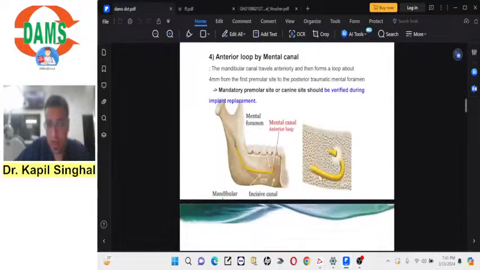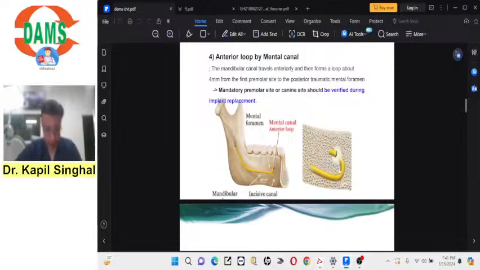Now this mental foramen has a loop. Now they may ask you a question. What is the size of this loop? The diameter of this loop is 5 millimeters. They may also ask you how this loop runs. So this loop runs anteriorly, then it runs posteriorly, upward and backward. And this loop diameter is 5 millimeter.